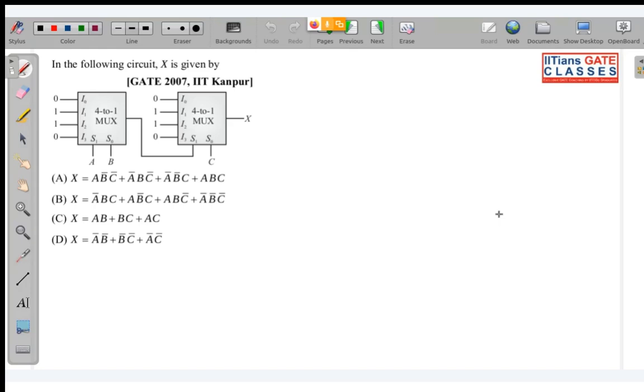Answers. This is a very, very simple question. Within 1 second, you can solve this question. Look very carefully. Once again, look. What is the input to this mux? 0, 1, 1, 0. This corresponds to the output of XOR gate. So you can write over here, this is A XOR B.